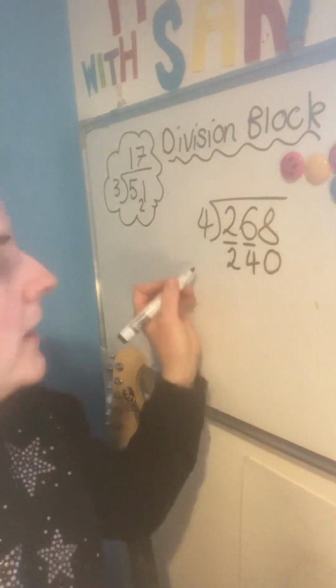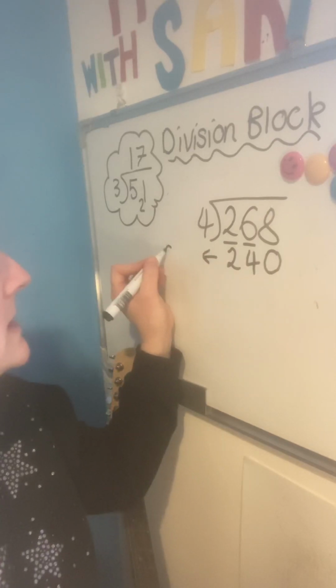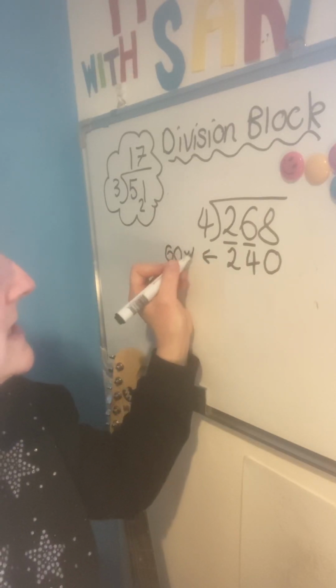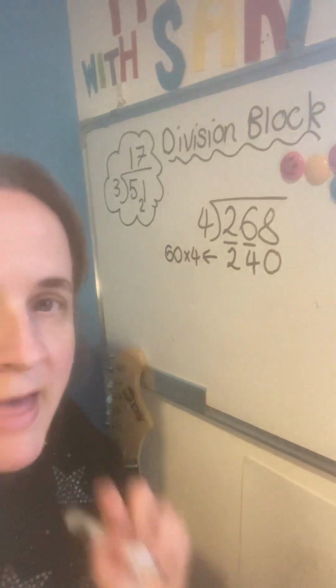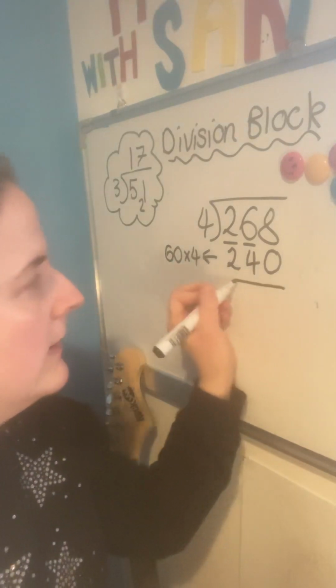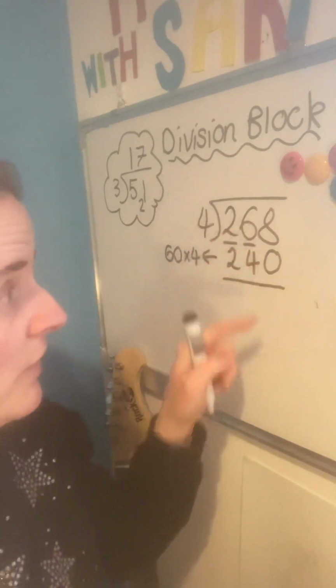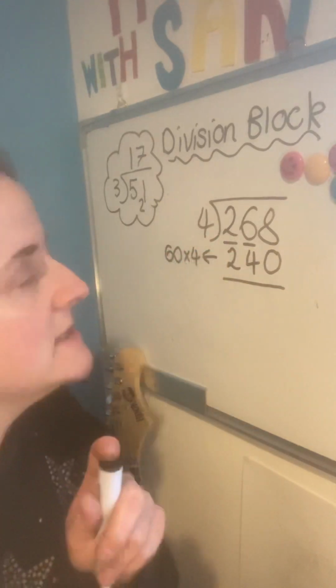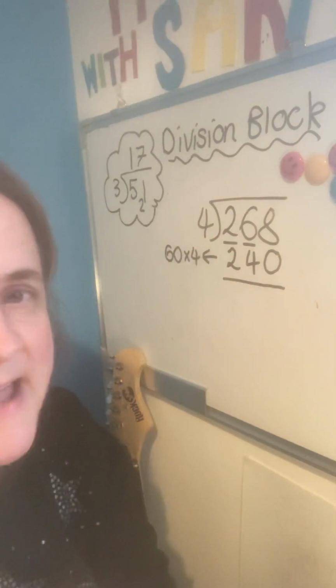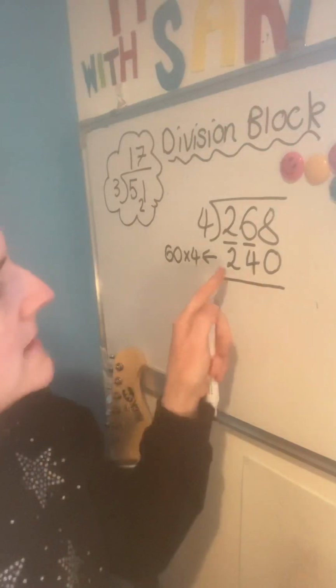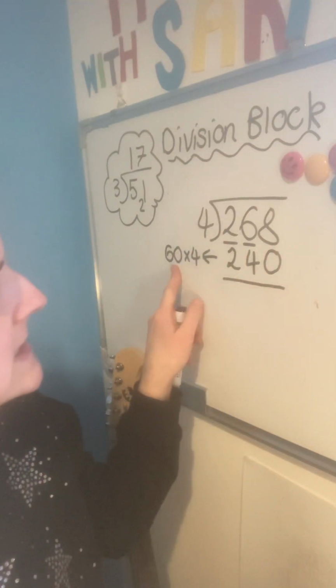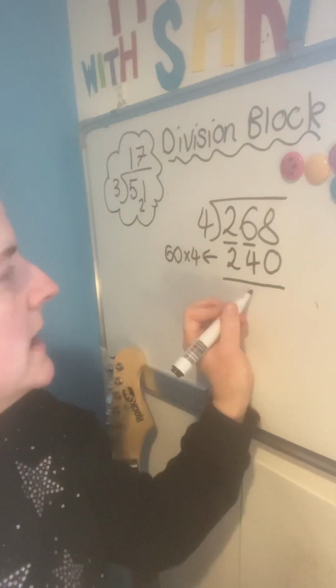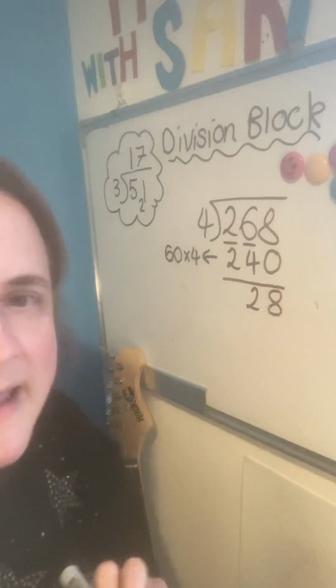Therefore, I have got here, I'll put it on this side so you can see it, I normally write it on the other, 64s. And then it's a case of doing a takeaway and seeing how much you've got left, because you're trying to find out how many 4s are in 268. So we've got 240, we know that's 60. So how many more do we need? So we do a takeaway, we get 28.